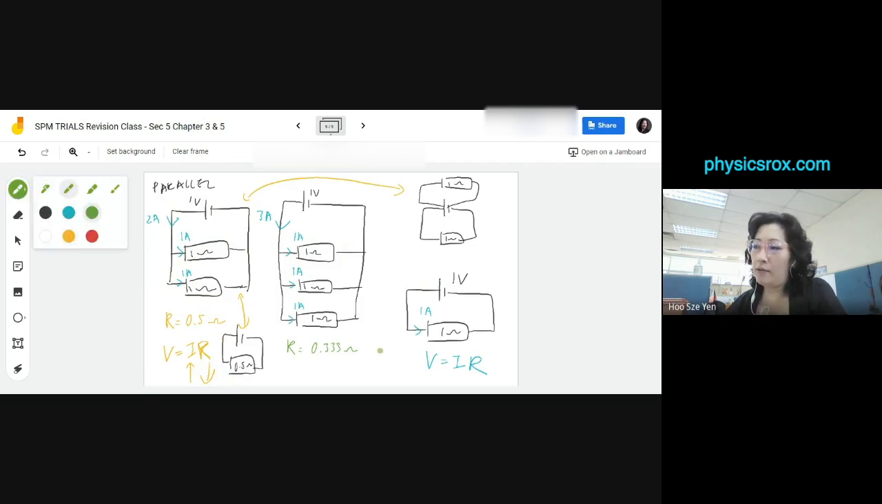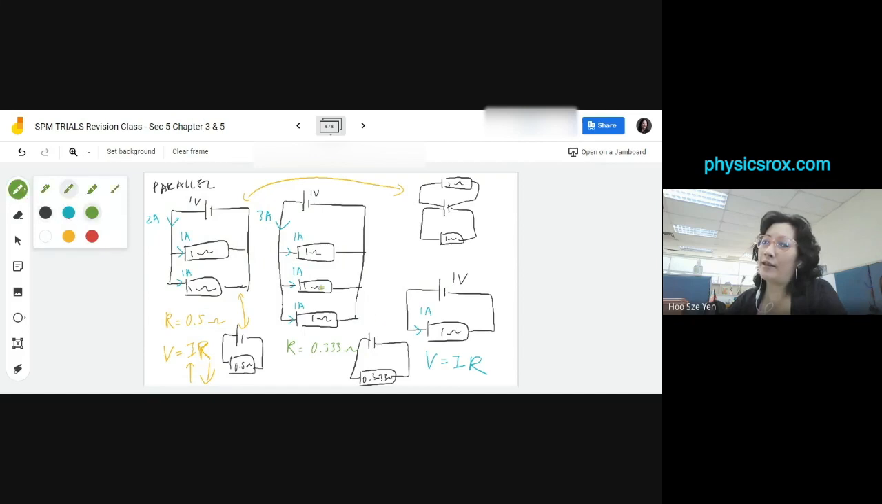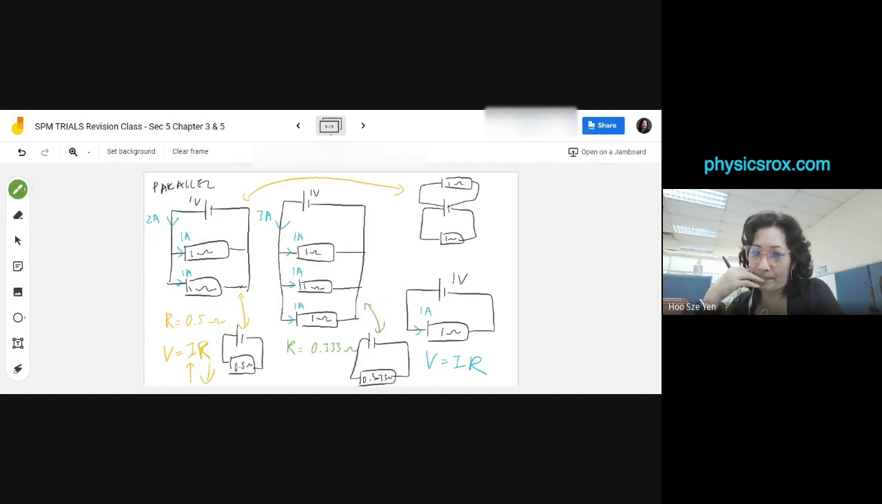Same thing, you add three resistors, you can add 3 million resistors in parallel, the dry cell says, I don't care, you just tell me how much current you need. So from the perspective of the dry cell, these two circuits are exactly the same. Okay, can follow?